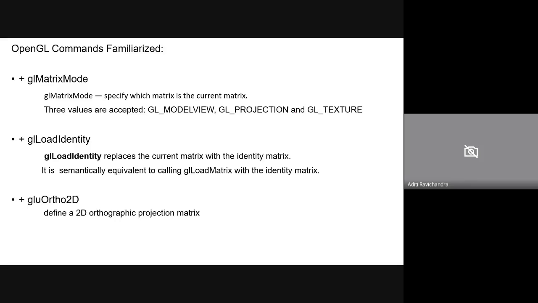Then we move to glLoadIdentity. So what does this function do? It basically replaces the current matrix with the identity matrix. So it is semantically equivalent to calling glLoadMatrix with an identity matrix. Then gluOrtho2D defines a 2D orthogonal projection matrix.